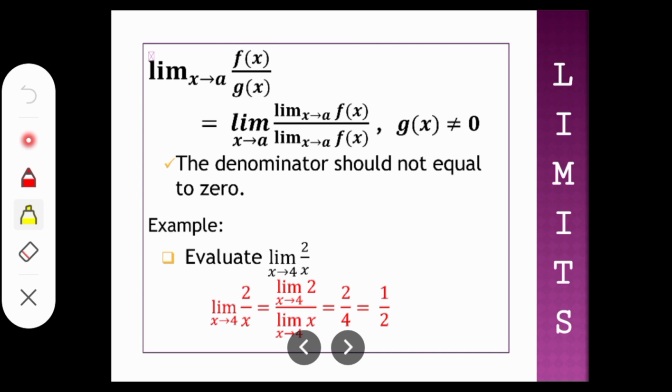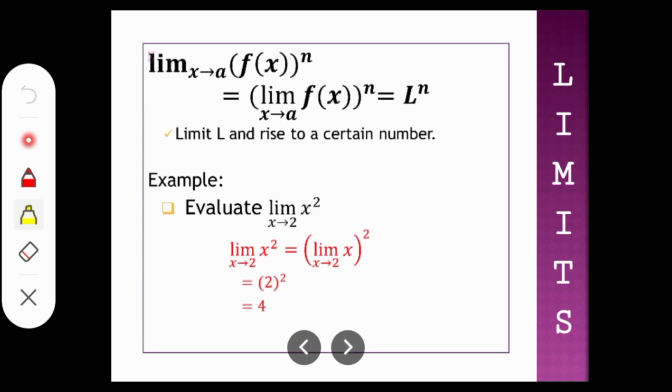So let's distribute the limits, as the limit of a constant is equal to that constant. So we have the example. Evaluate the limit of 2 over x as x approaches 4. The limit of 2 over x as x approaches 4 is equal to the limit of 2, which is our numerator, as x approaches 4, over the limit of x, which is our denominator, as x approaches 4. So equals 2 over 4, and we come up with the answer of 1/2. That is our property number 5.